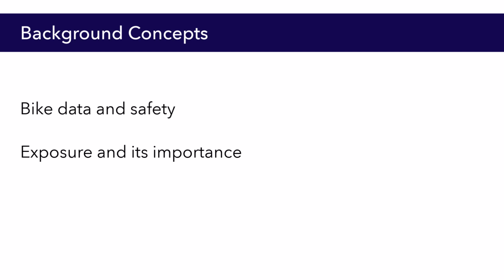We're also going to talk about exposure and how we map that and why it's important for any kind of safety analysis. And then third, we're going to talk a bit about equity because it's such an important thing to consider in a variety of analyses we do, but especially in active transportation analysis.